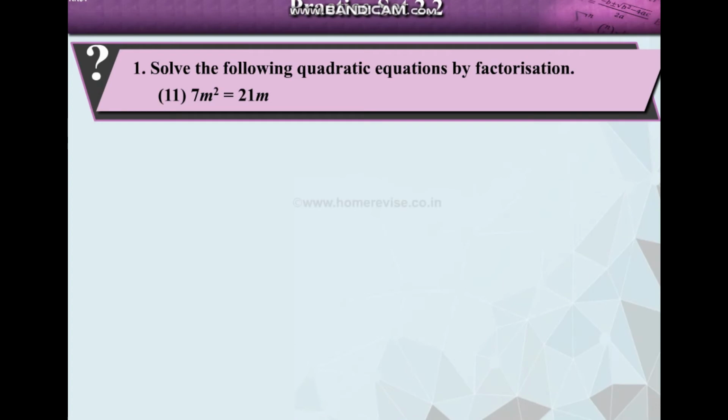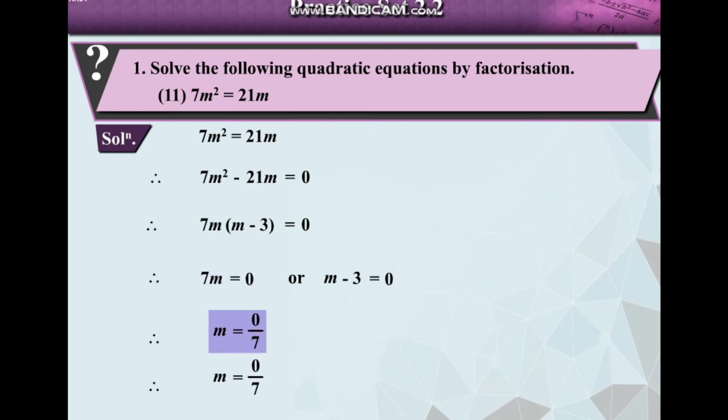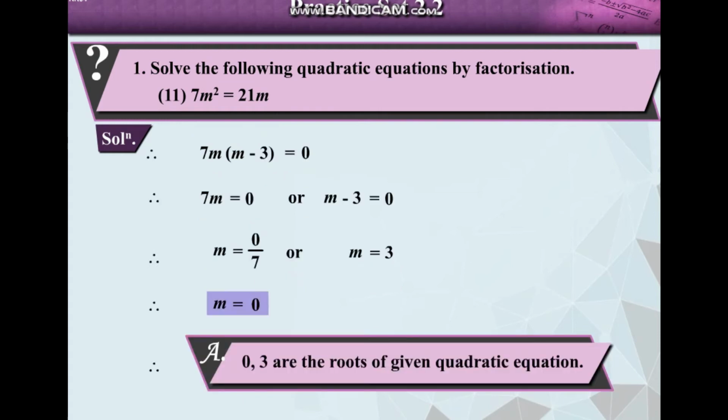11. 7m square is equal to 21m. Solution: 7m square is equal to 21m. Therefore, 7m square minus 21m is equal to 0. Therefore, 7m multiplied by m minus 3 is equal to 0. Therefore, 7m is equal to 0, or m minus 3 is equal to 0. Therefore, m is equal to 0 upon 7, that is m is equal to 0, or m is equal to 3. Therefore, 0 and 3 are the roots of given quadratic equation.